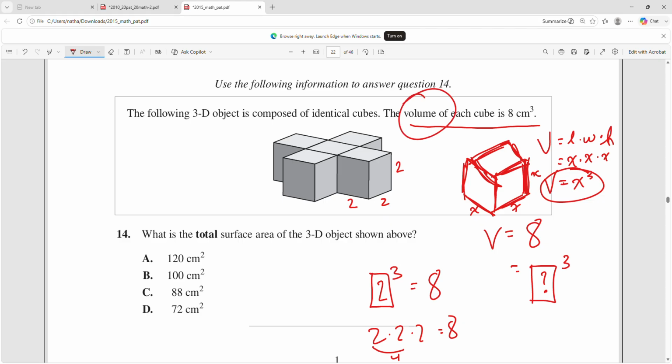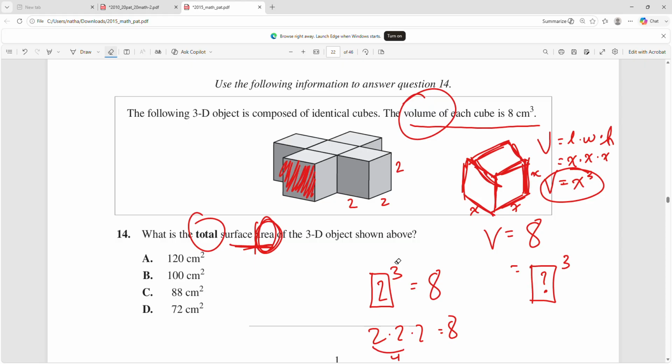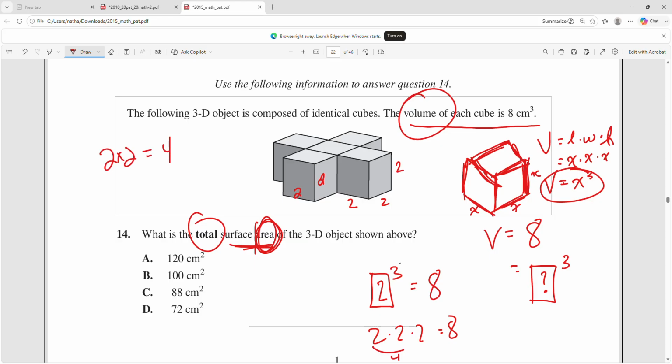Okay, that was volume. Now it's asking us for the total surface area. So we're talking about area now. So total surface area of the 3D object. It's going to be important to know the surface area of one of these squares. These squares have all the same dimensions. So the area of one of these squares is going to be, we know the side lengths now are 2, so 2 times 2 is 4, so 4 centimeters squared. This before was centimeters cubed for the volume. So that means each face is 4 centimeters squared.